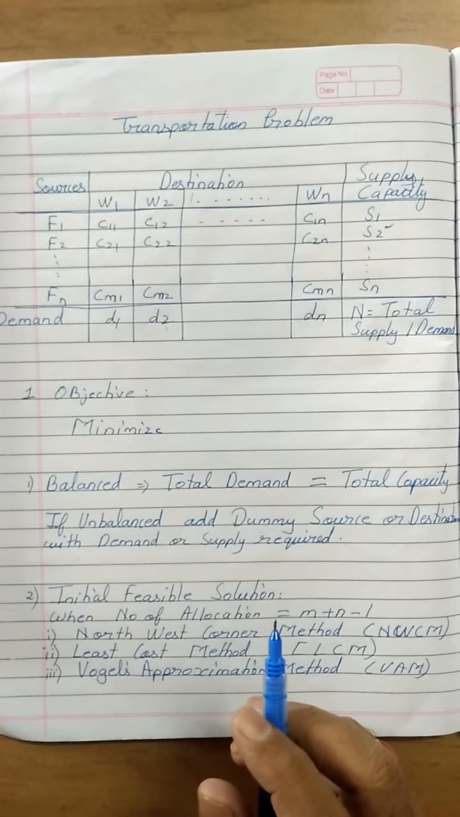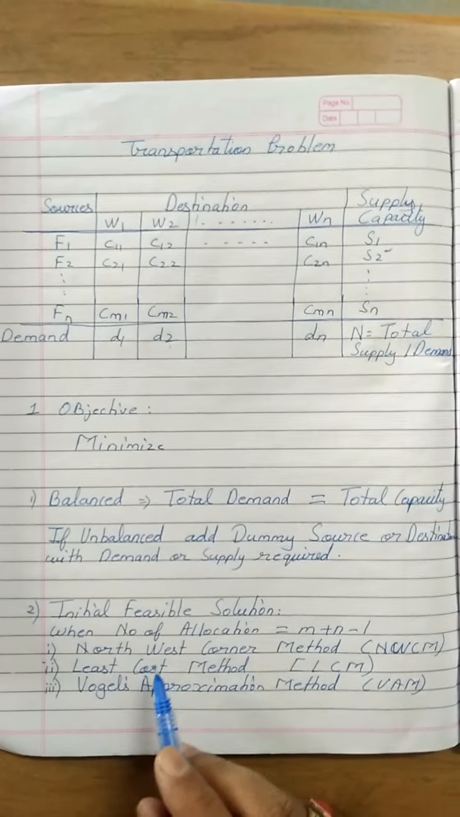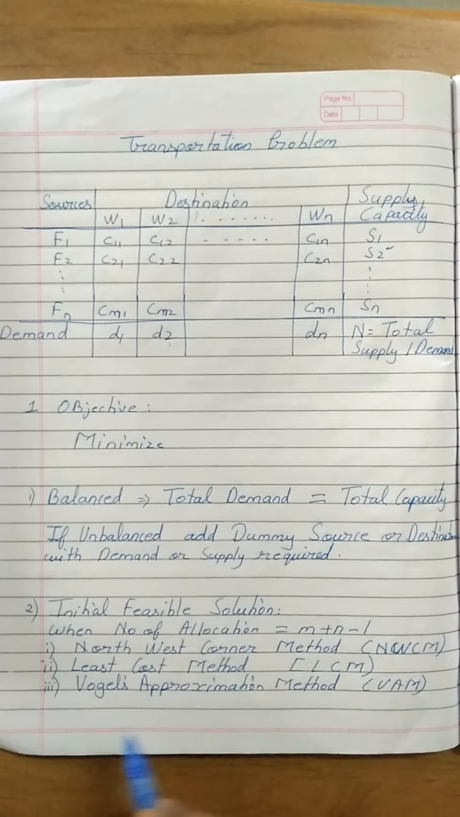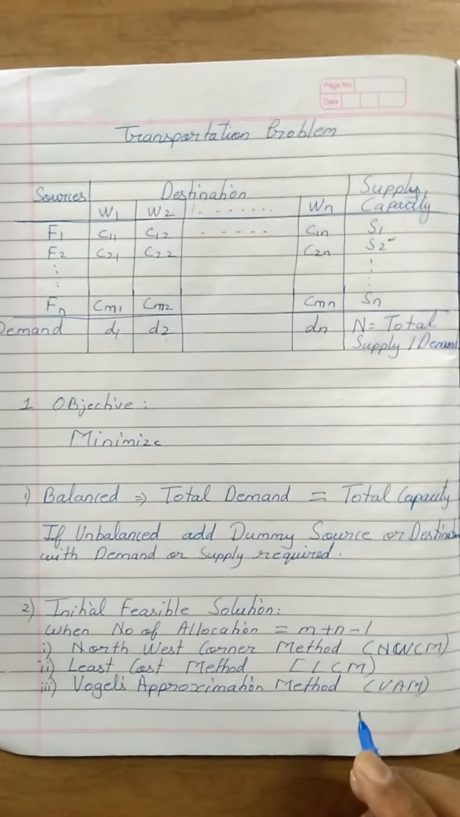Now to do that, we have 3 different methods. First method is called the northwest corner method. Second is the least cost method. Third is Vogel's approximation method, in short called the VAM method.